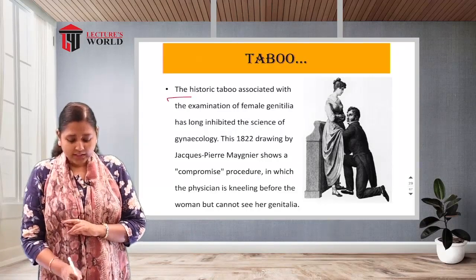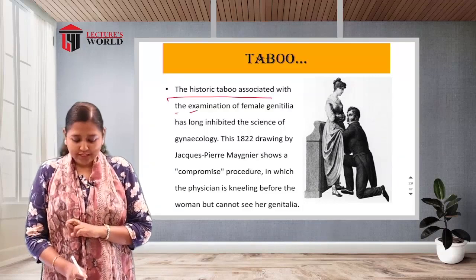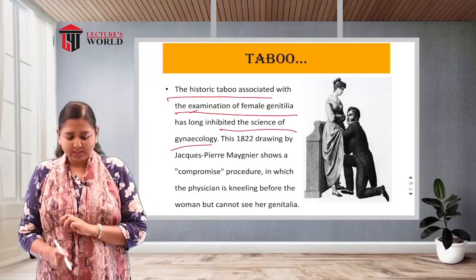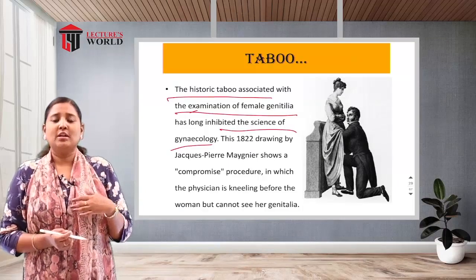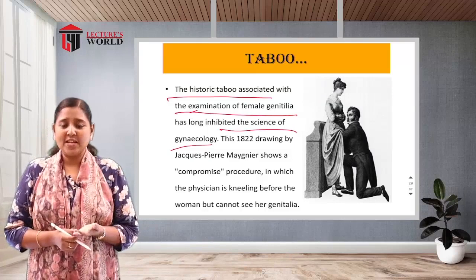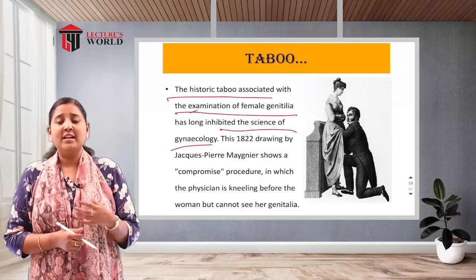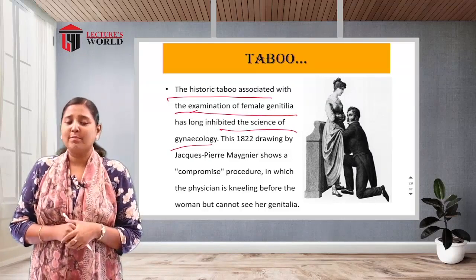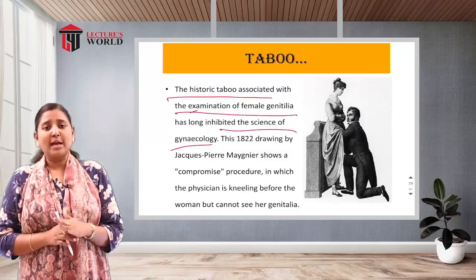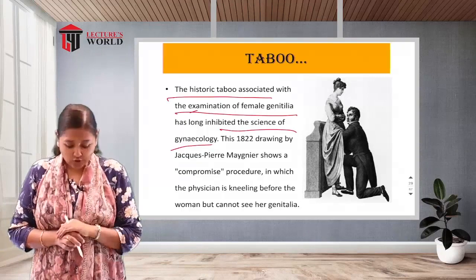So the historical taboo was associated with the examination of female genitalia, and this inhibited the science of gynecology. Watching the genital area, what changes were happening, whether good or bad, nothing was being identified by the doctors during that time because of the taboo among the women that males should not see.